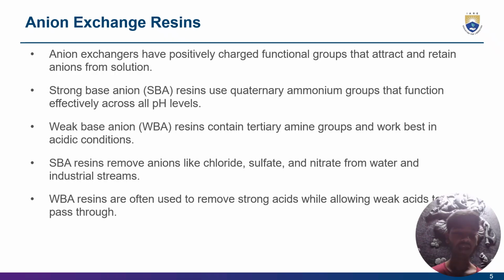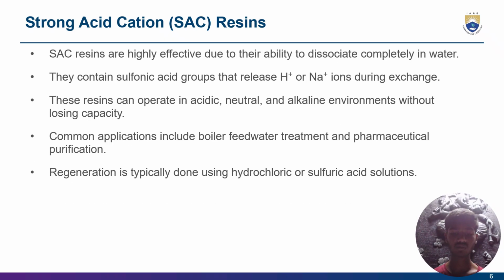Next, anion exchange resins. Anion exchange resins have positively charged functional groups that attract and retain anions from solution. Strong base anion resins have quaternary ammonium groups that function effectively across all pH levels. Weak base anion resins contain tertiary amine groups and work best in acidic conditions. The WBA resins are often used to remove strong acids while allowing weak acids to pass through.